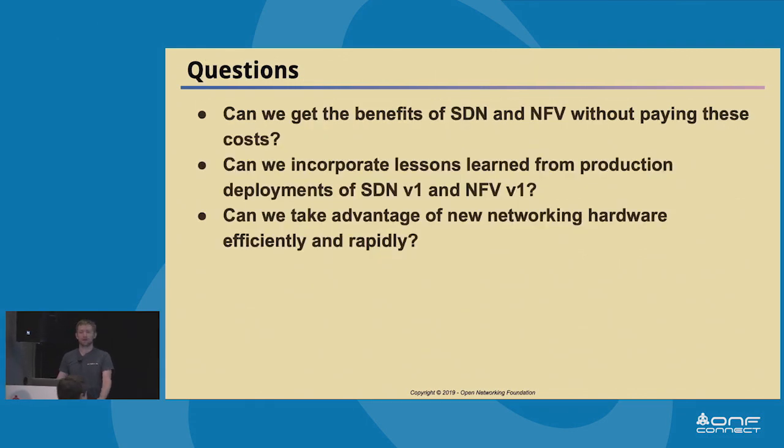So some of the obvious questions you might be asking: can we get the benefits of SDN and NFV without paying these costs? Can we incorporate some of these lessons learned from production deployments to improve our initial architectures for SDN and NFV? And can we build an architecture that's set up to take advantage of new networking hardware efficiently and rapidly? As we get 400G in the data center, as we get new programmable ASICs, new SmartNICs and FPGAs, can we take advantage of these things quickly?